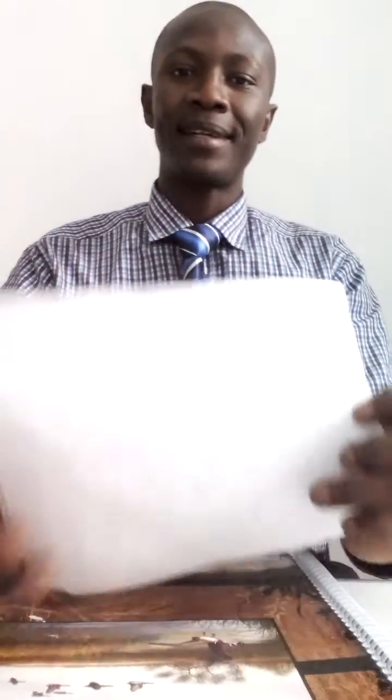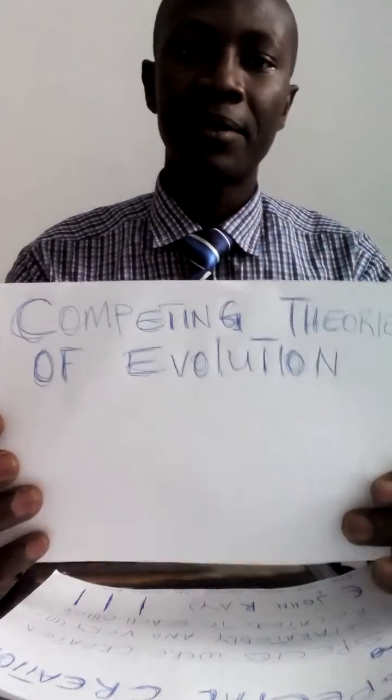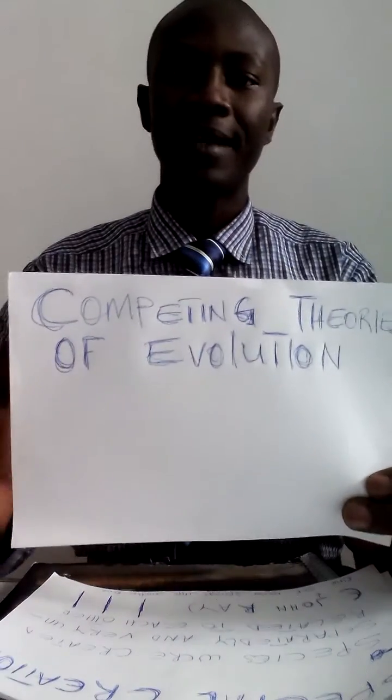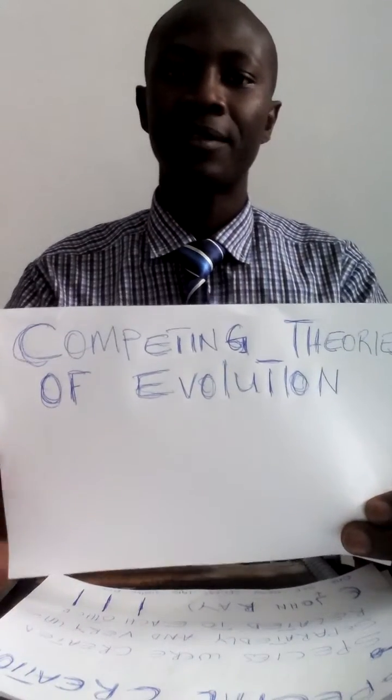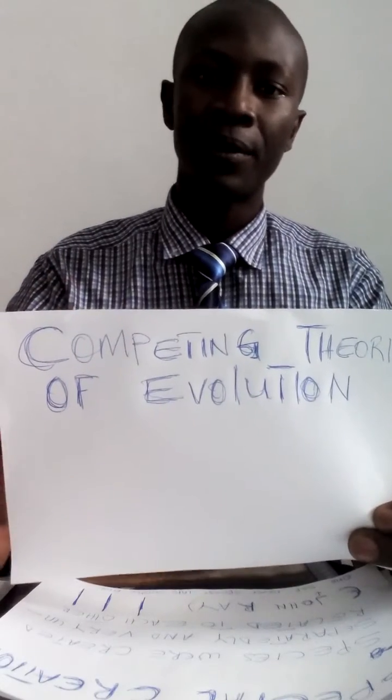And as we used to do, today again we are going to talk about the three main competing theories explaining the origin of our species. We have three main competing theories explaining the origin of our species in our world today. These three main theories, we're going to talk about them one by one.